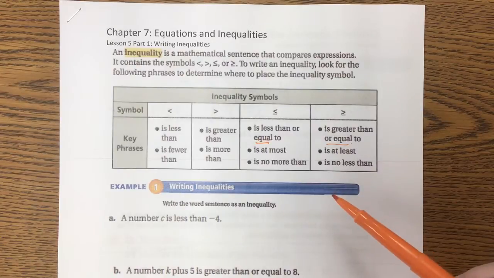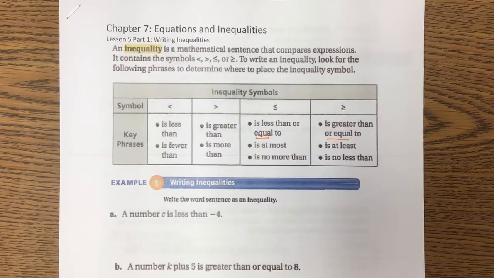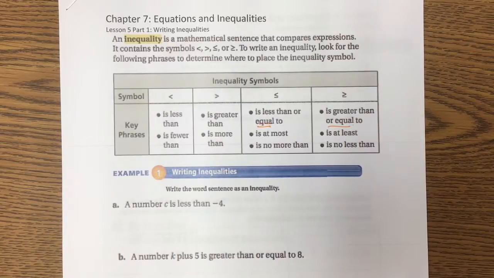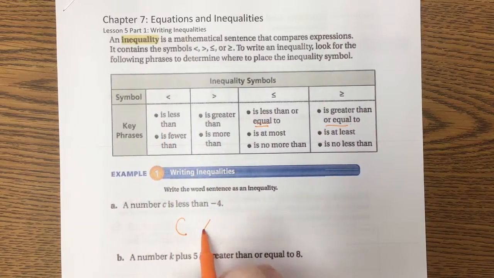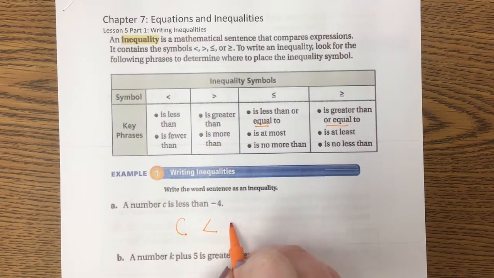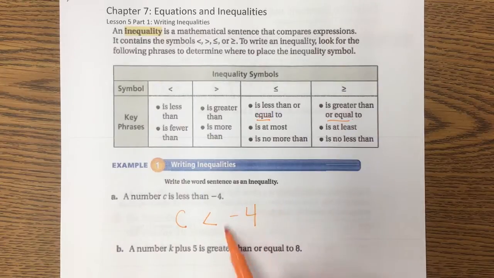And so we'll put a couple of these into practice and see when we can use these phrases to write an inequality. So number one, we have a number C is less than -4. So I'm going to put my C, my is less than symbol, -4. What this is saying is that -4 is going to be greater than whatever C is.